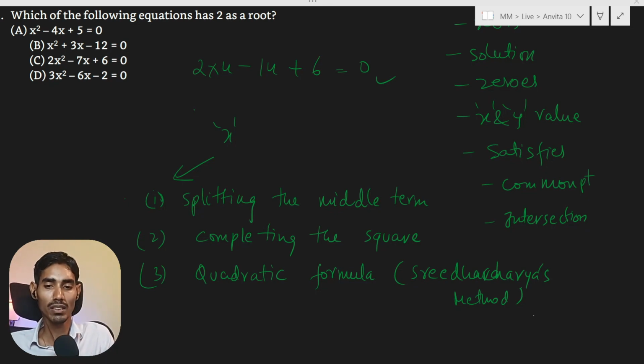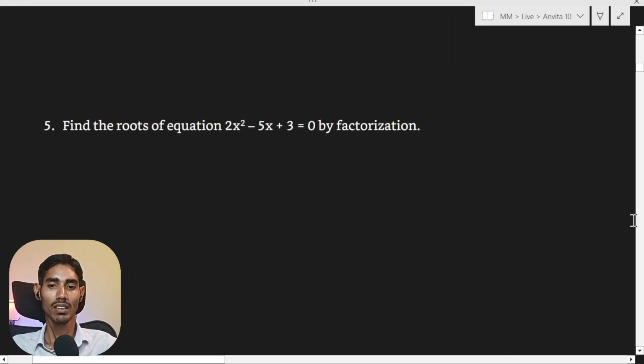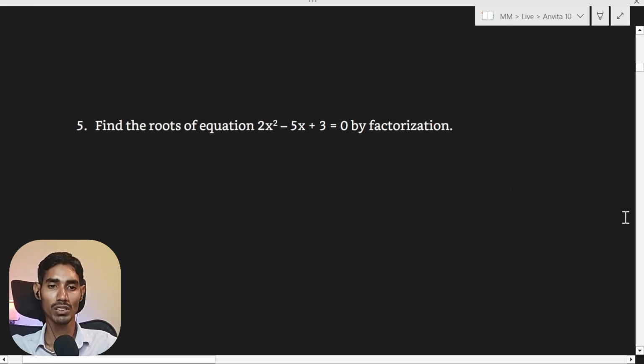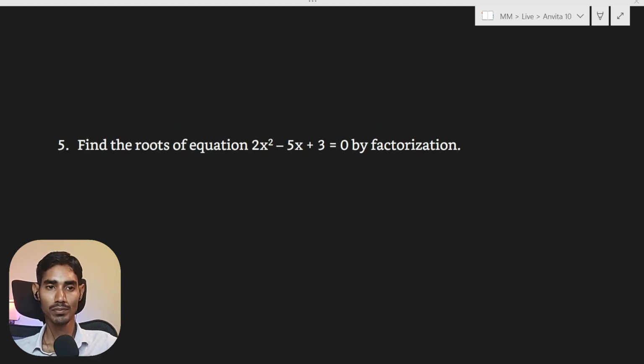That is the premise of the third method, the quadratic formula. So now we'll go to 1-2 easy questions. Okay, try this. This is easy. We'll do 2 questions, splitting the middle term.